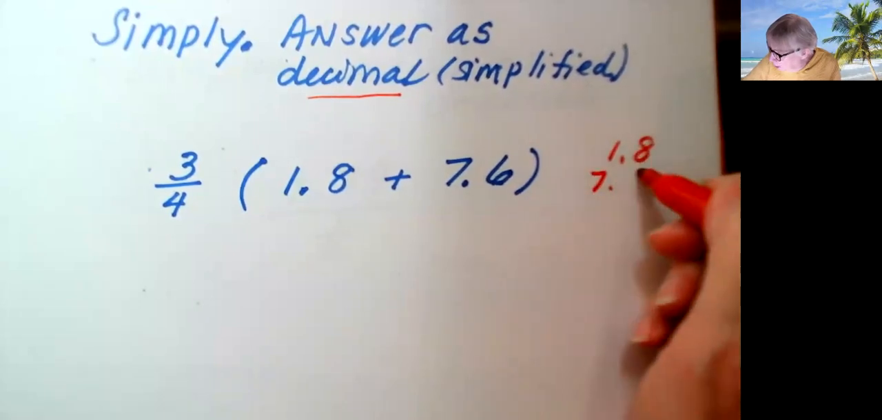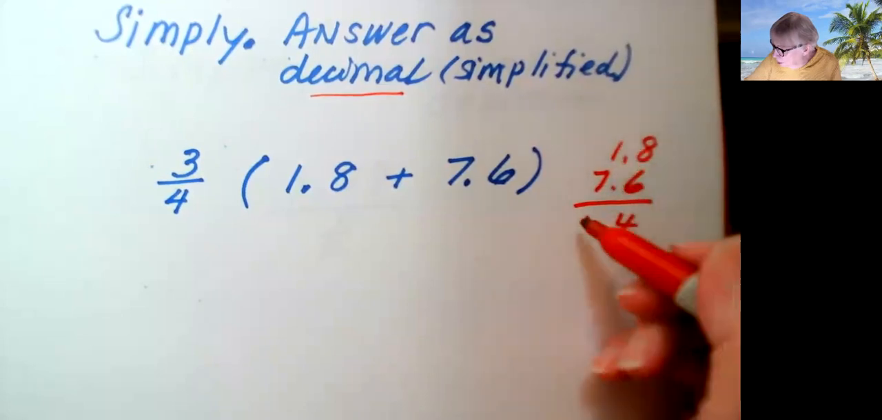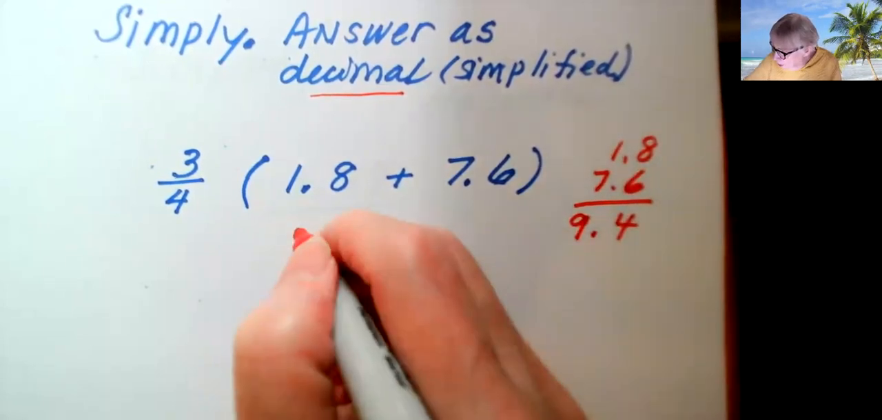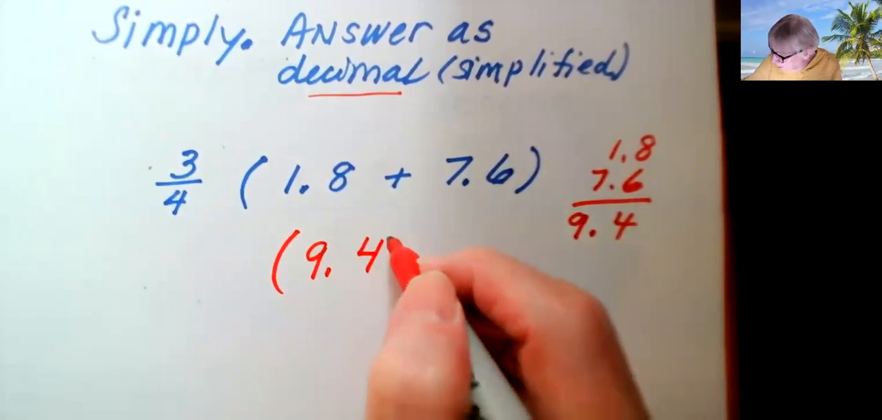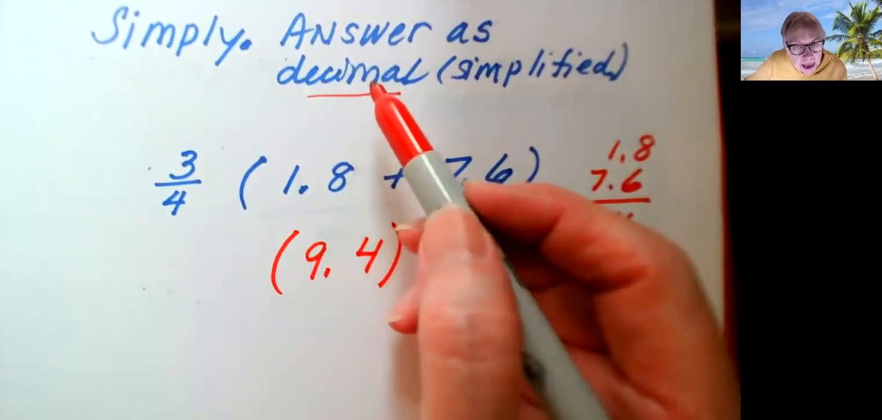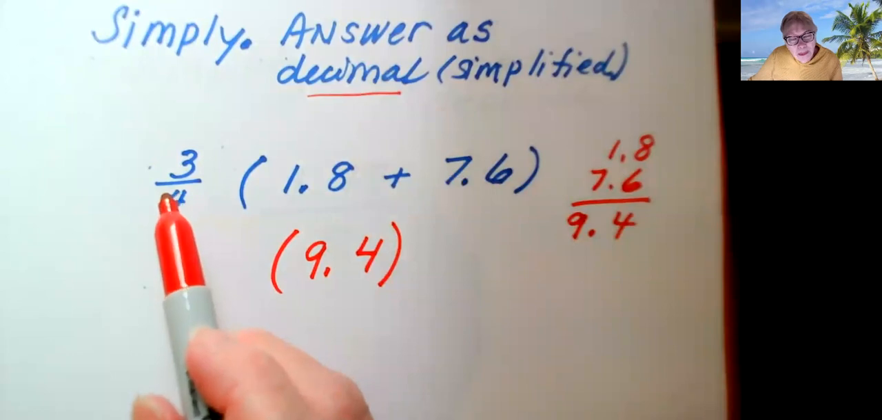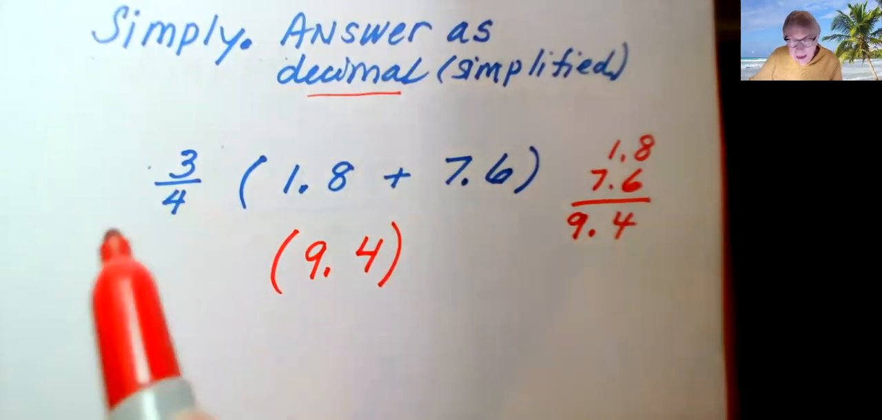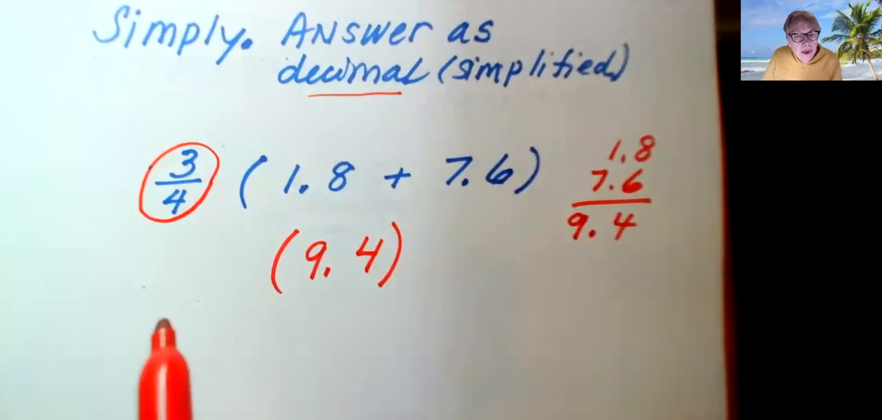1.8, 7.6, 14, carry a 1. This looks like a 9. So in parentheses is 9.4. But because they expected it to be a decimal, this probably is our best plan, is to convert this fraction to a decimal and then do the last computation.